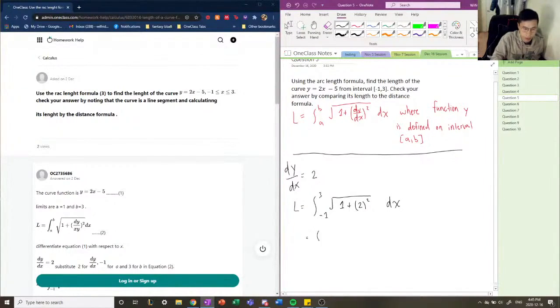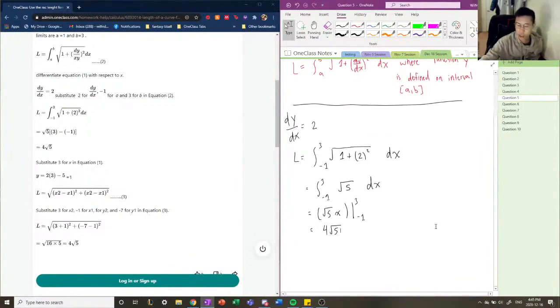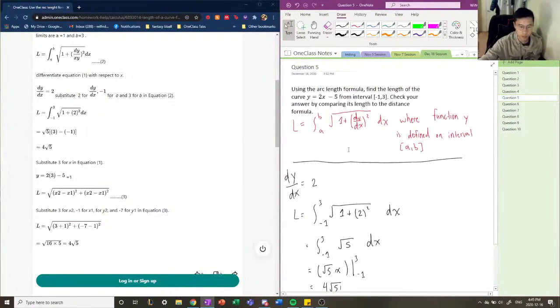So what do we have here? We have the integral from -1 to 3 of root 5 dx. From here, we understand that the integral is going to be root 5 times x from -1 to 3. And the solution from here is that the arc length is going to be 4 times root 5. So that's the arc length, calculated using the arc length formula.